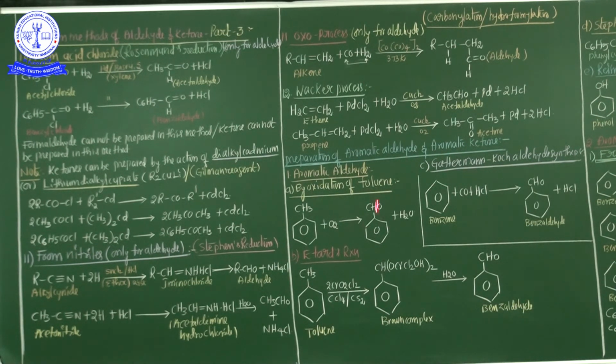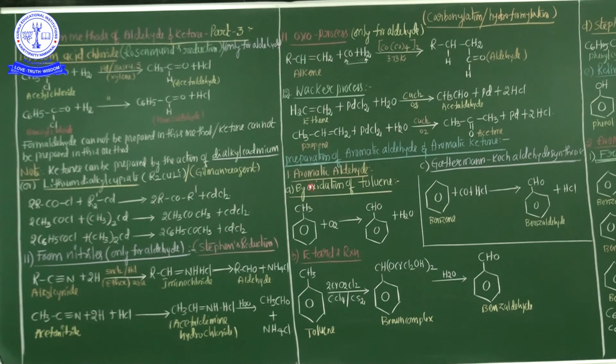Now see another preparation method: preparations of aromatic aldehyde and aromatic ketone. These preparations of aromatic aldehydes and aromatic ketones are very important compared to the previous preparation methods. Why? Because in this category the most important named reactions are coming. That's why you should seriously focus on these particular preparation methods of aromatic aldehyde and aromatic ketone.